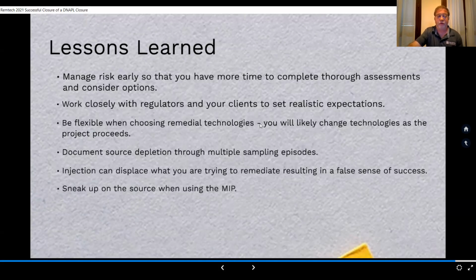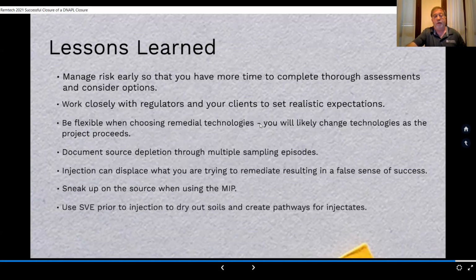The other thing that was important was we learned that you have to sneak up on the source using the MIP. If you go right into an area where you think you have a high concentration, it'll take a long time to get through because the MIP components become contaminated. The other thing that was very useful was we learned that SVE prior to injection helped to dry out the soils and complete a lot of pathways for the injectates. So that's a very good way to approach it. If you can dry out your soils and remove some liquids firsthand, then the injections don't push them around.